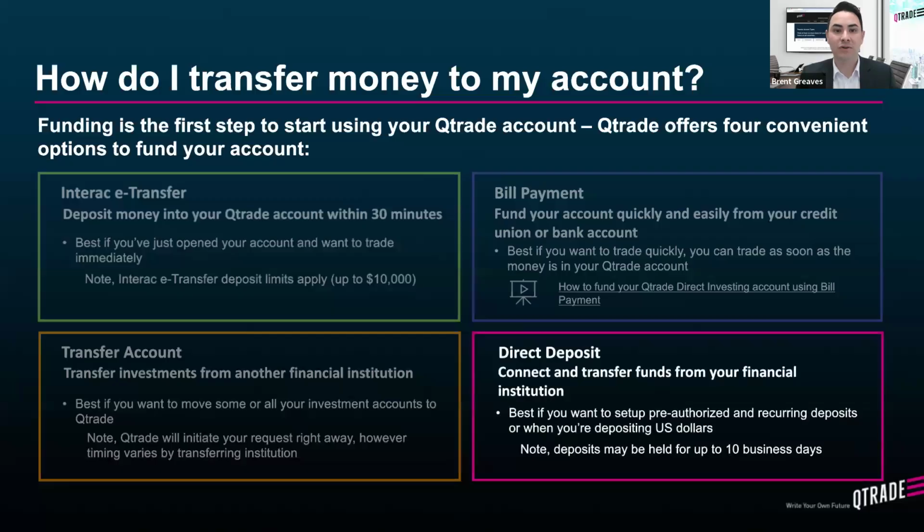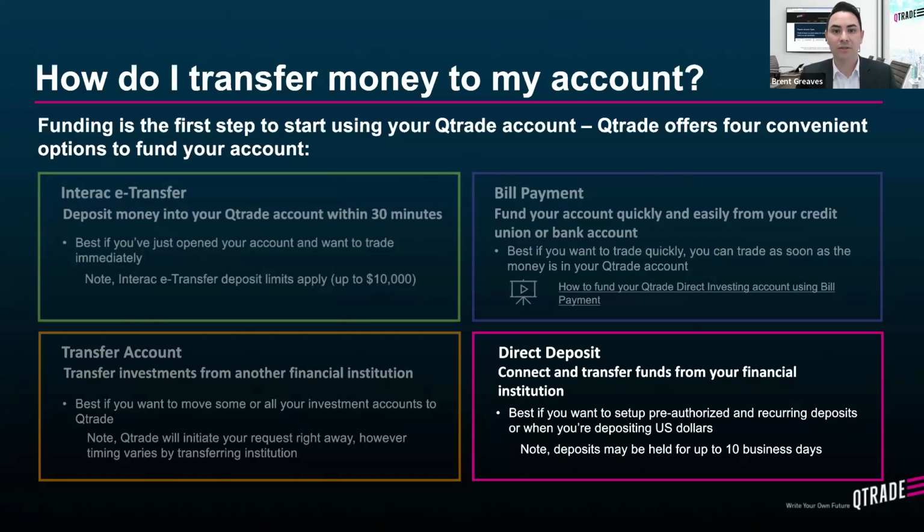Our last option is electronic funds transfer, or EFT for short. We've also called this direct deposit. If you want to set up regular auto deposits, transfer US dollars, or transfer larger amounts, EFT is the best option. To fund your account by EFT, you'll need to complete 2 steps. First, you'll need to link your credit union or bank account to your Qtrade account. Qtrade provides the convenience to digitally link your account through the Qtrade platform. This is the quickest and recommended option. It minimizes processing time and issues that may occur when uploading a void cheque.